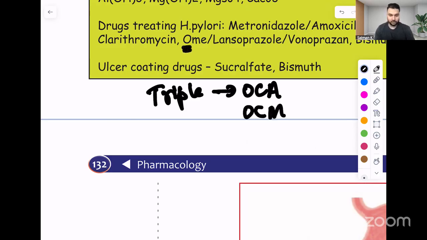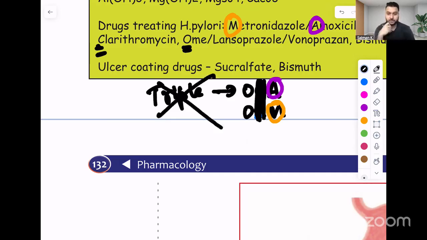O for omeprazole, C for clarithromycin, A for amoxicillin, or M for metronidazole. Now, which antibiotic is seen in both of them? Clarithromycin. Imagine there is a person who's not responding to clarithromycin, he is resistant. Obviously, if clarithromycin is not working, I can't give you triple regimen. I need to give you something called quadruple.